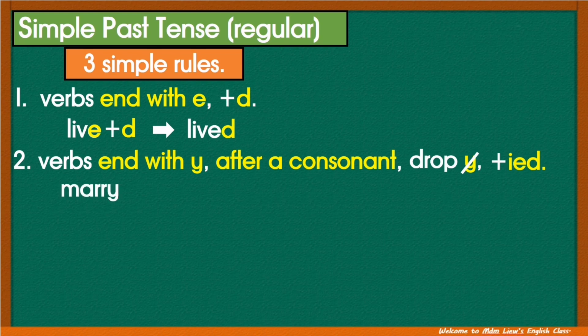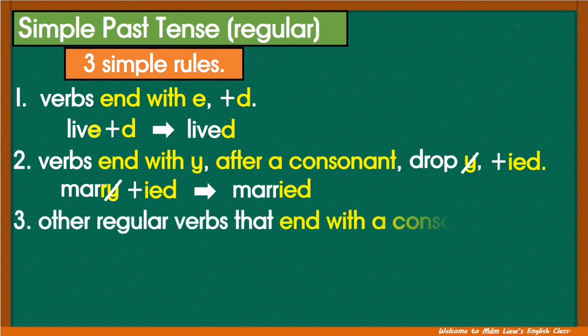Second rule: verbs that end with Y after a consonant, drop Y, then add I-E-D. Example: marry. The verb marry ends with Y after a consonant R, so you need to drop Y, then add I-E-D. It becomes married. M-A-R-R-I-E-D, married.